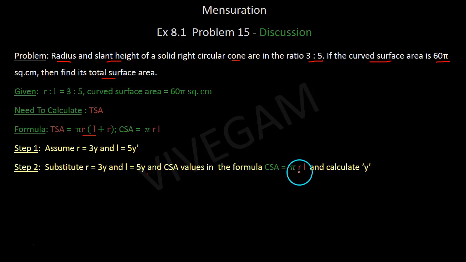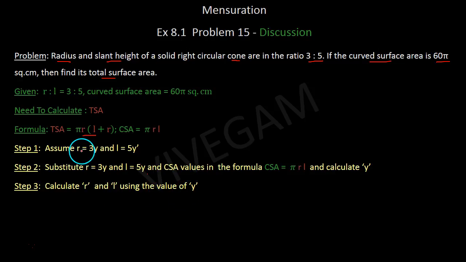And here r is 3y and L is 5y. So it will be pi into 3y into 5y, equal to 60 pi. So from that equation, you will be able to calculate the value of y. Step 2: once we know y, calculate r and L using the value of y.